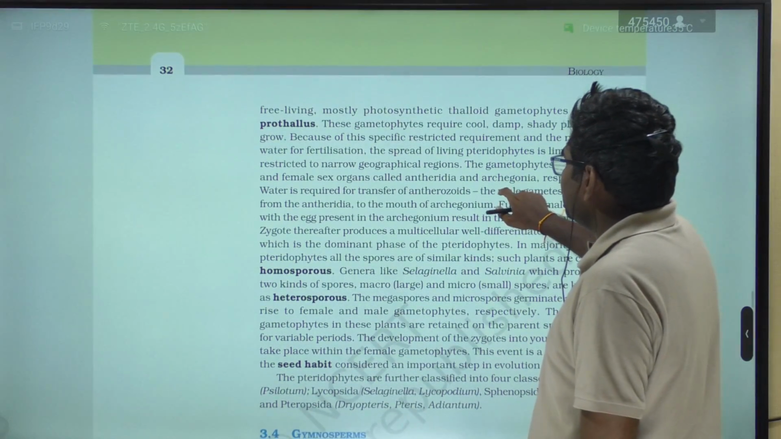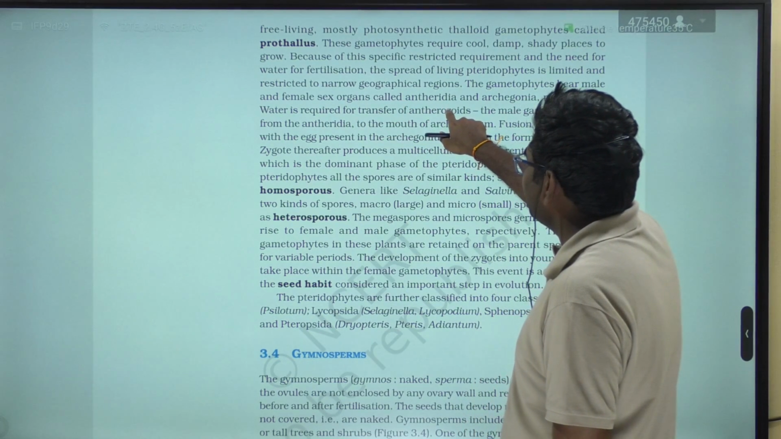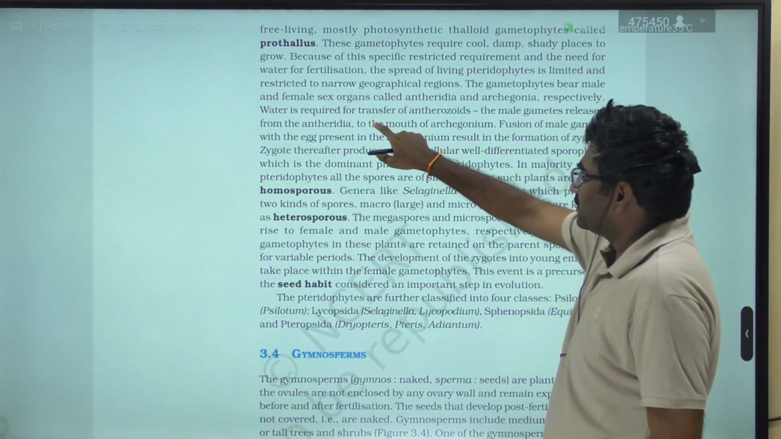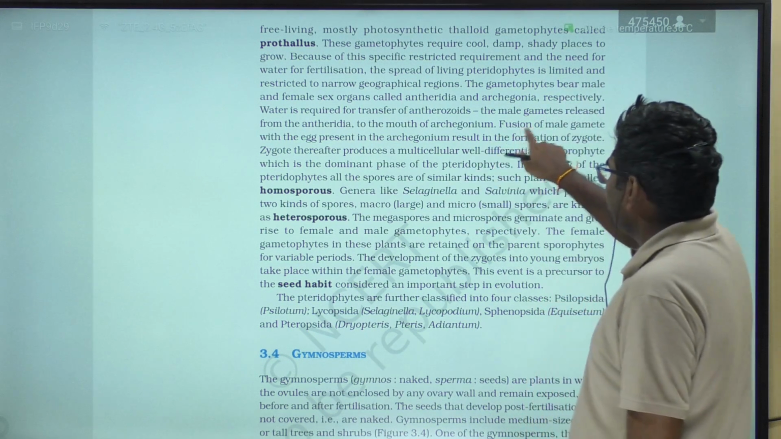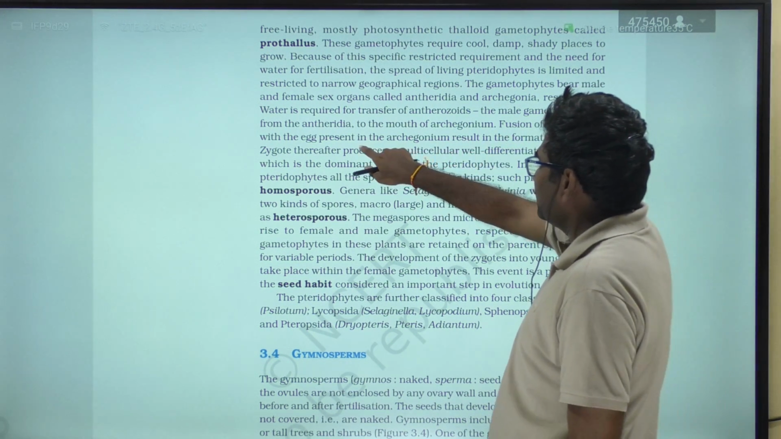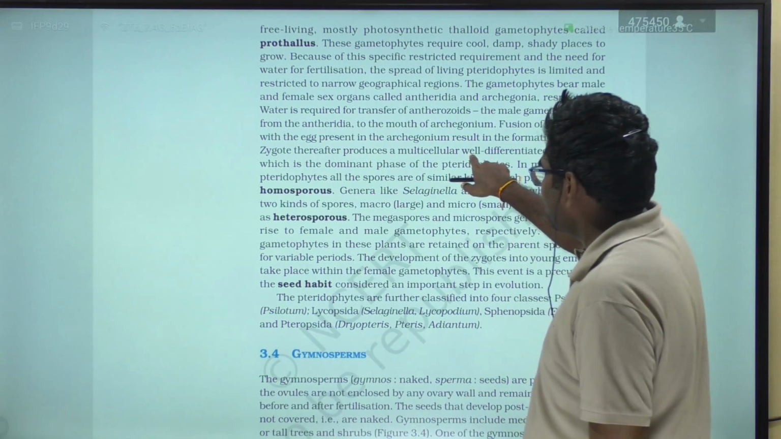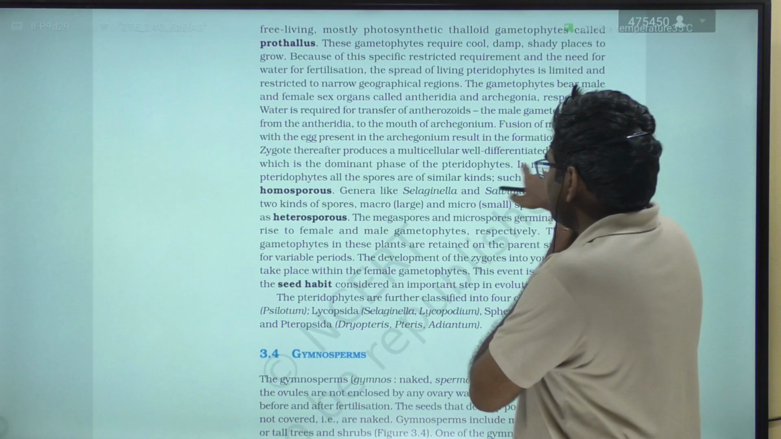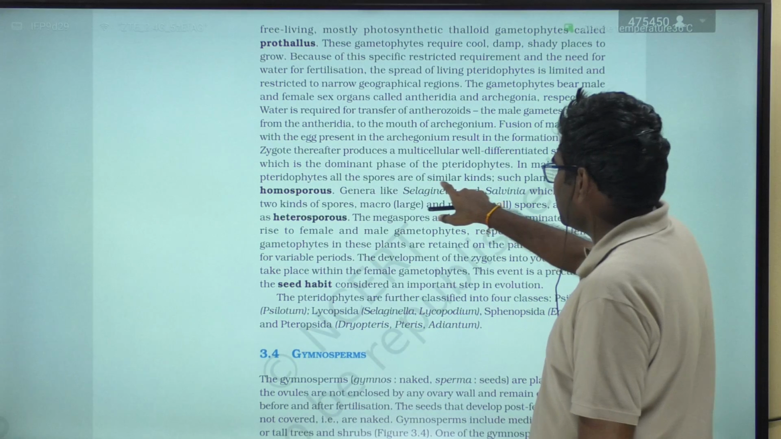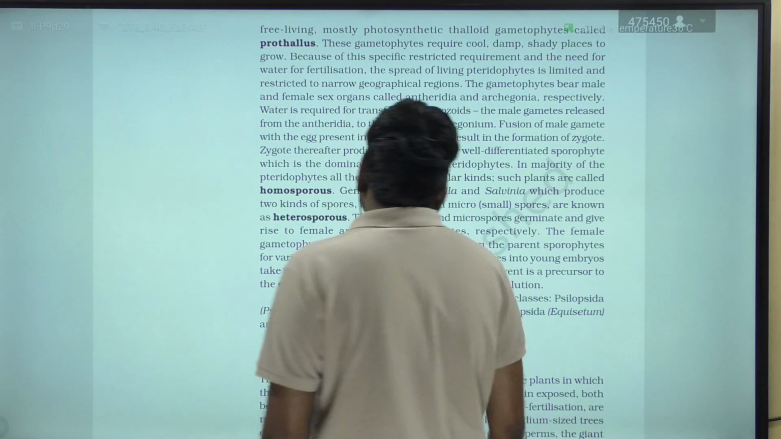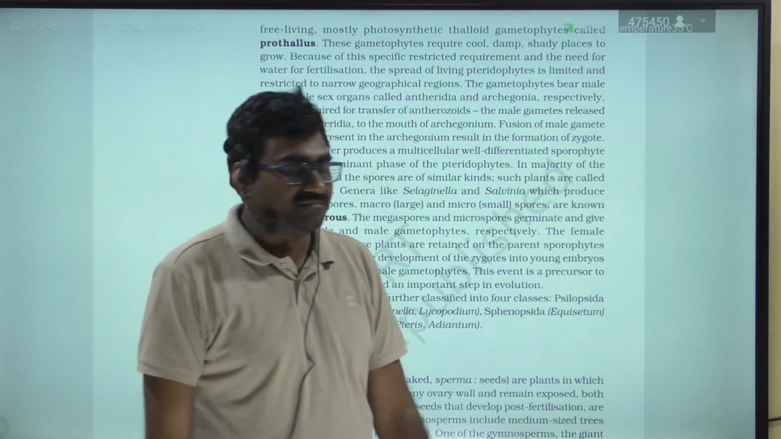Here the gametophyte bears male and female sex organs called antheridia and archegonia. Water is required for transfer of antherozoids. The fusion of male and female gametes results in the formation of the zygote. The zygote thereafter produces a multicellular, well differentiated sporophyte, which is the dominant phase of the pteridophytes. In the majority of pteridophytes, all the spores are of similar kinds, that is homosporous. Genera like Selaginella and Salvinia are heterosporous.